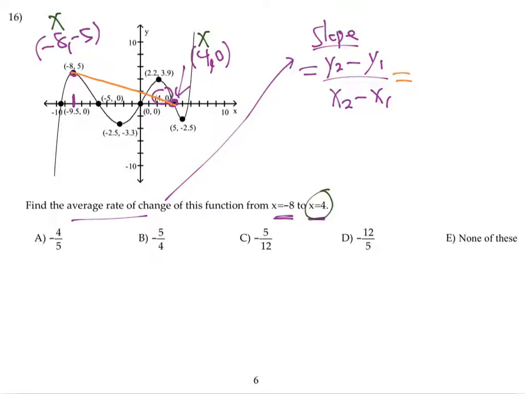So this is x1, y1. That's the first point's x and y value. This is x2, y2. Does that make sense? Just call the first point x1, y1, and the second one x2, y2. I'm just getting them off the graph according to the x values they gave me.